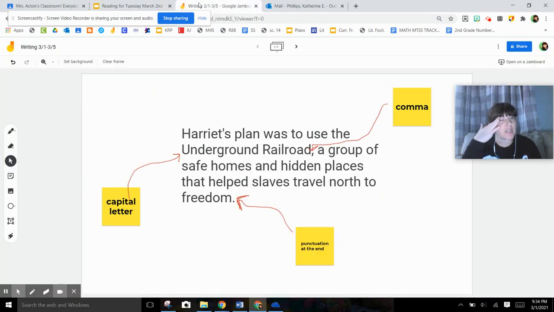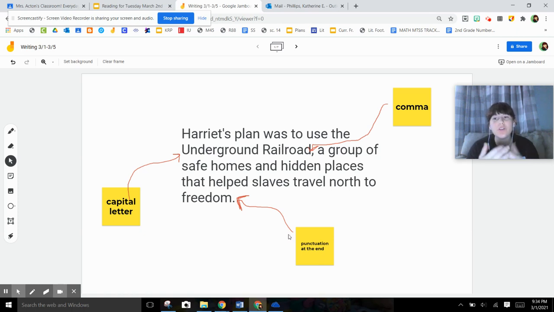Yesterday, we did some noticings, and Miss Acton said that she noticed a comma in the sentence, which is this little bitty symbol right down there. Miss Acton also said that she noticed a capital letter at the beginning of the word Underground. In the Underground Railroad, the R is actually capitalized too. I also noticed that there was punctuation at the end of the sentence.